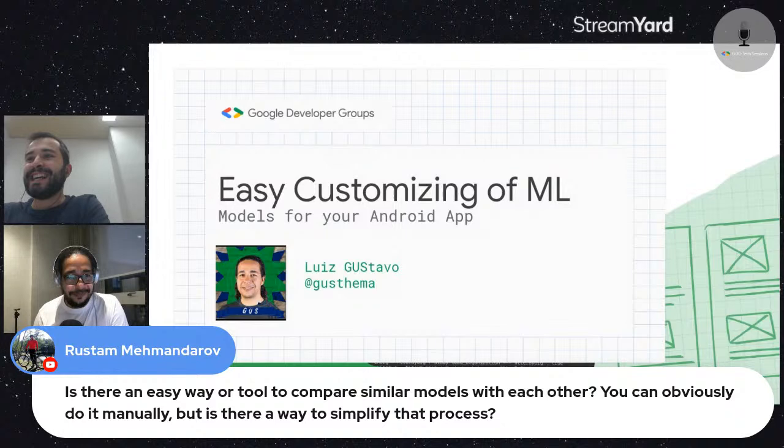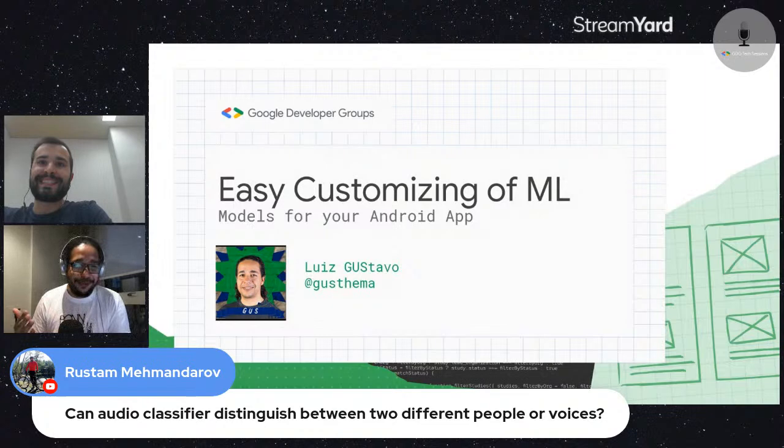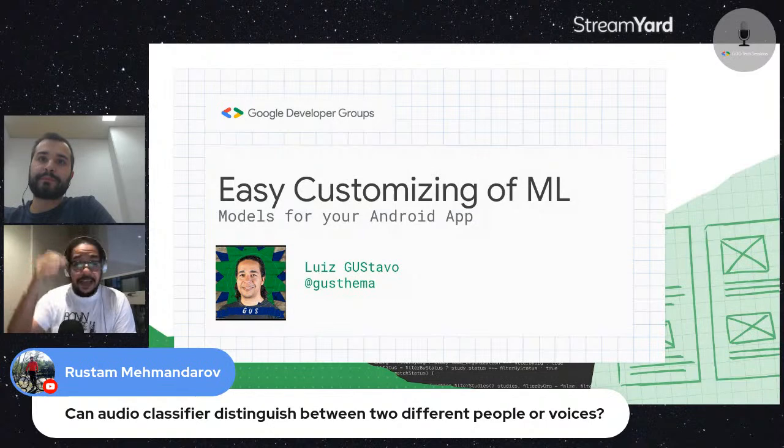Yet. Okay, Rustin has another question here. He's talking about the audio classifier, if it's able to distinguish between people's voices. Yes, it can. It should, but you need a lot of samples from each one of those people. I think there's a data set for that that would help you do that. You just need to adapt for Model Maker, and you might be able to do that.